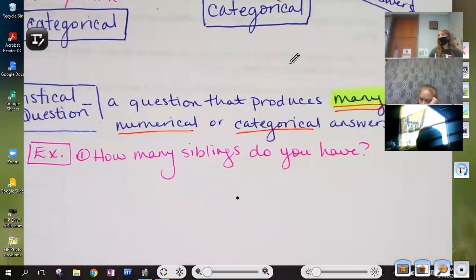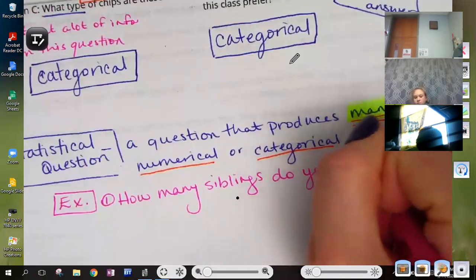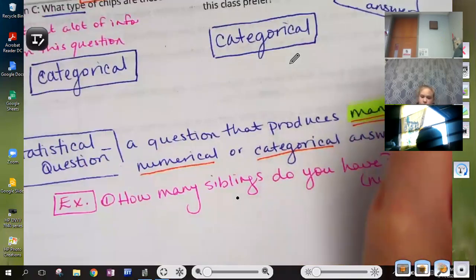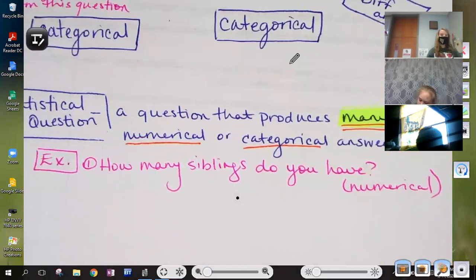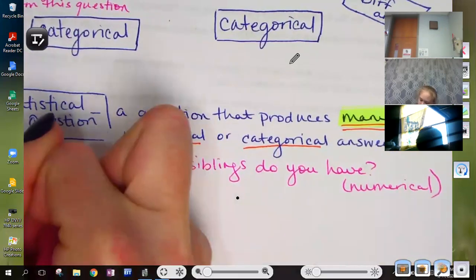Okay, and what type of responses would that produce? Numbers. Numbers, which is called numerical. Okay, so it came up with a numerical question.